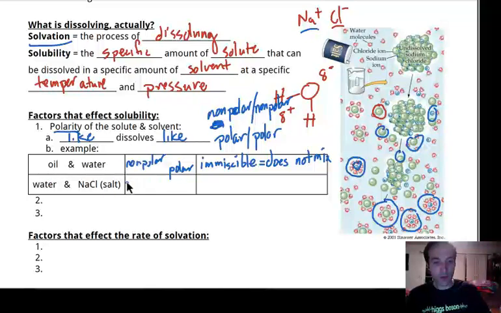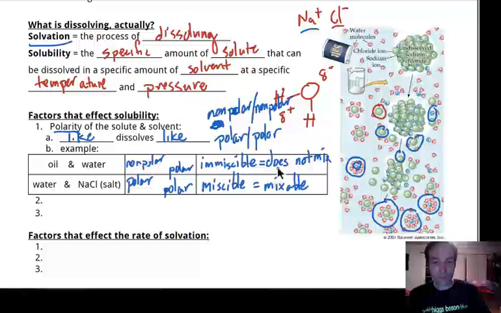Water and salt, on the other hand, is a polar with basically a polar. Ionic and polar you can think of as being the same thing in this case. And so we would say that they are miscible, which is a fancy way of saying they are mixable. Okay, so polarity is a huge factor for affecting solubility. Nonpolar things will not dissolve in polar things, and basically, if you want them to mix, they have to have the same polarity.